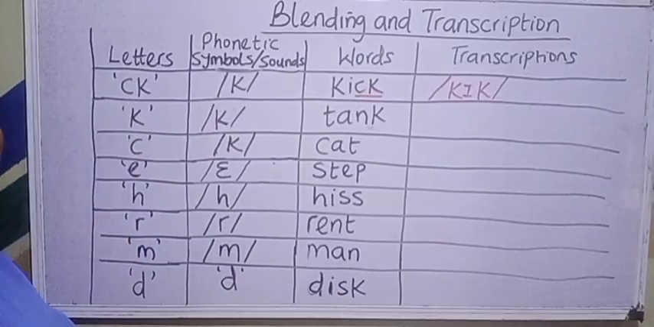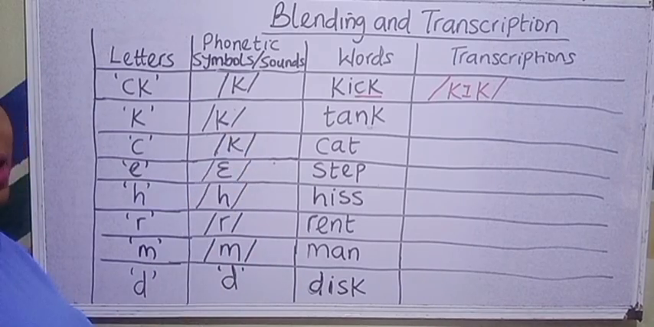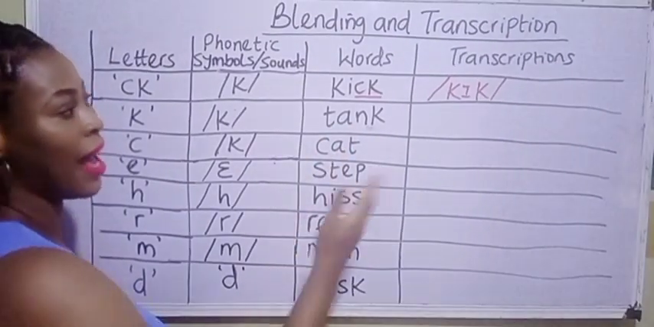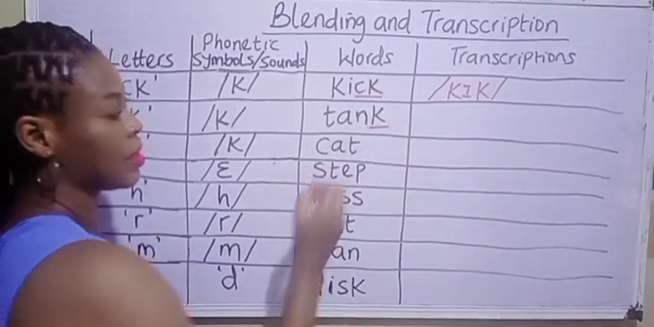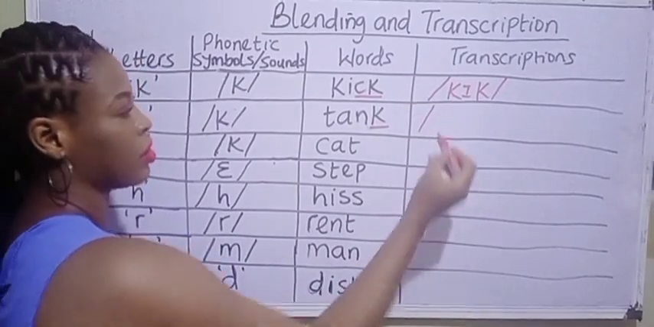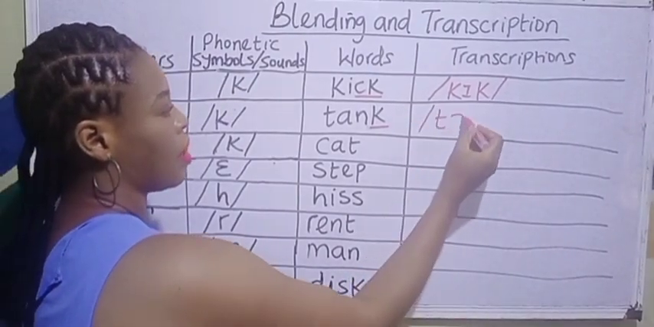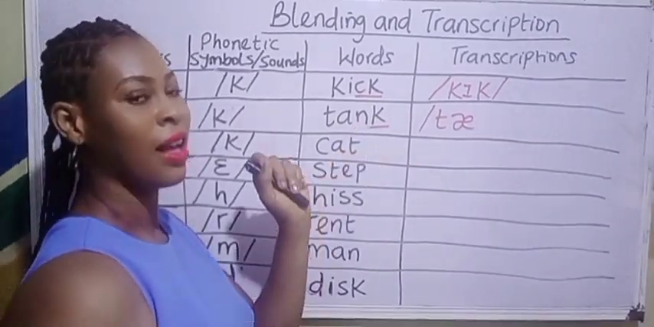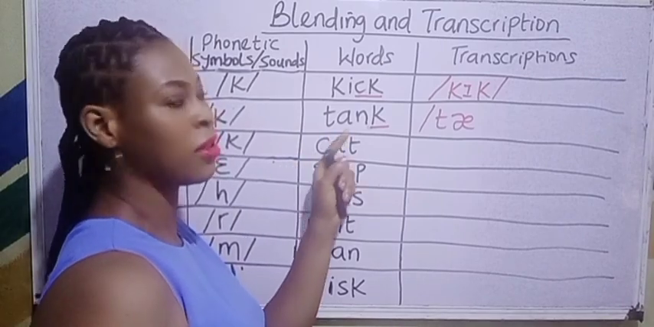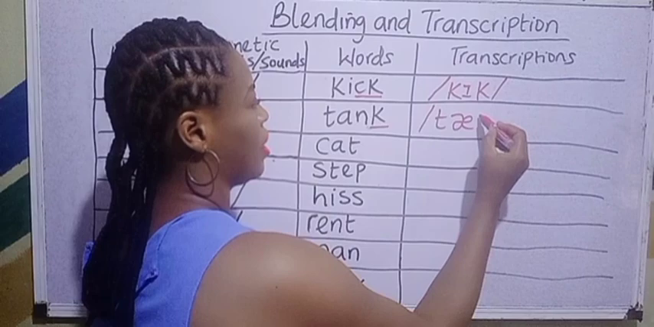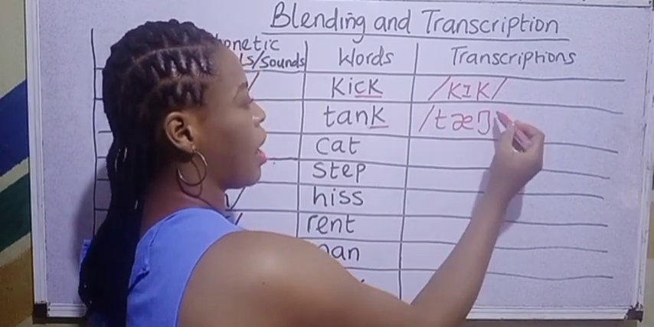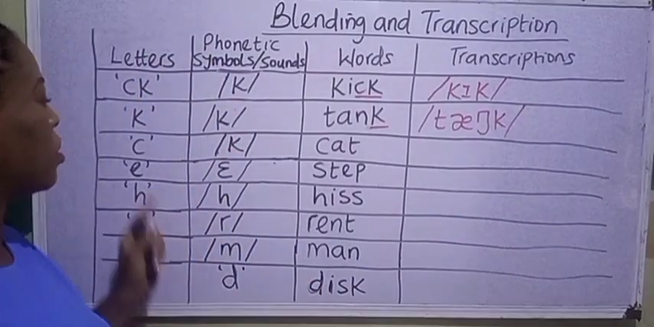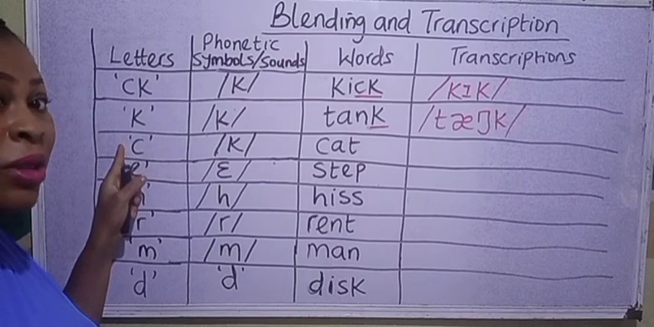We have letter K sounding as K. Now we have it in the word tank. Tank. Now let's look at it. Open your transcription slash. Here we have a vowel sound. It's a vowel nasal sound. It is written like this. And then we have K. Now close your slash. We move on to C, letter C sounding as K.